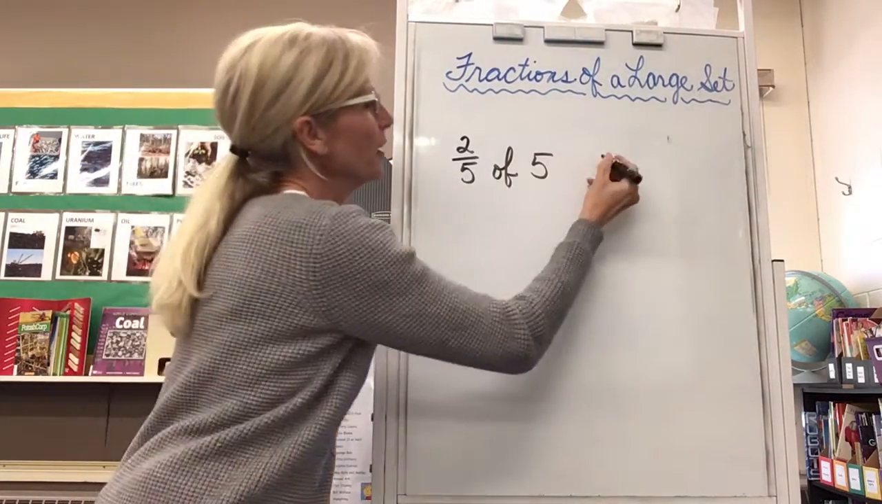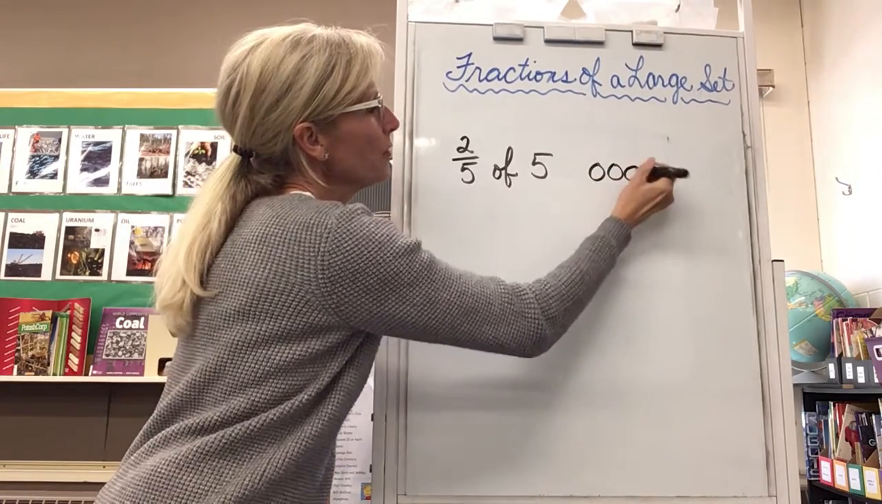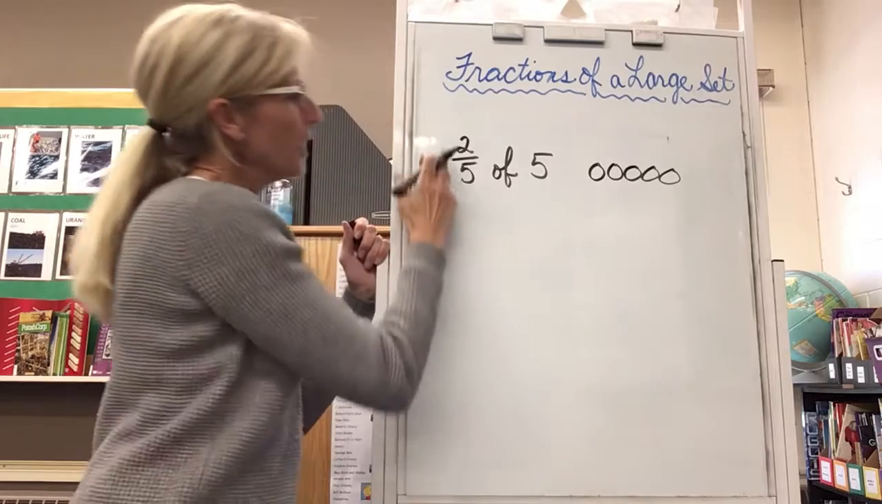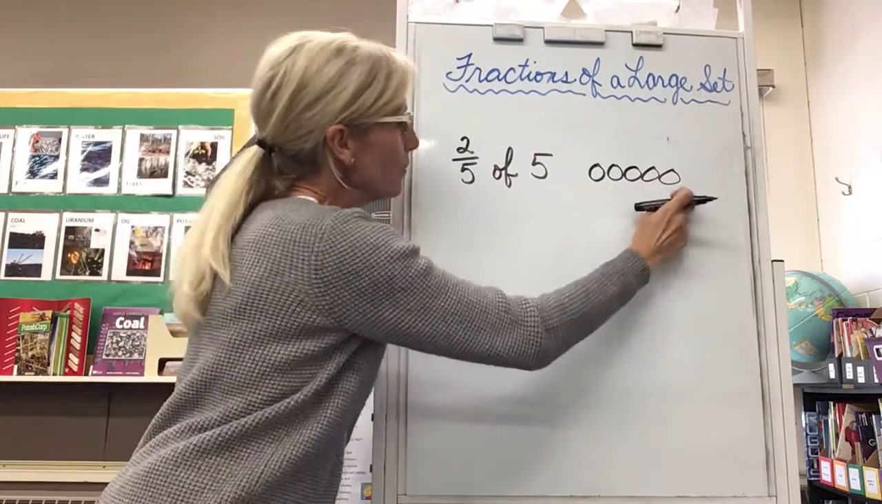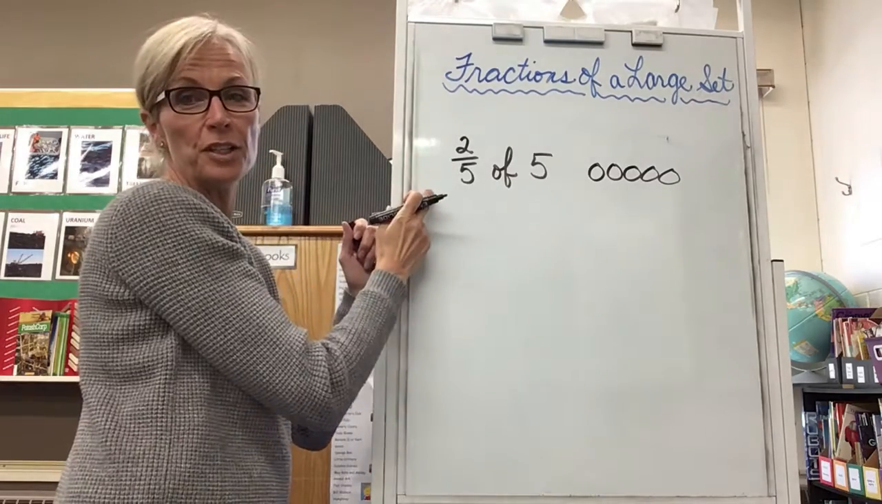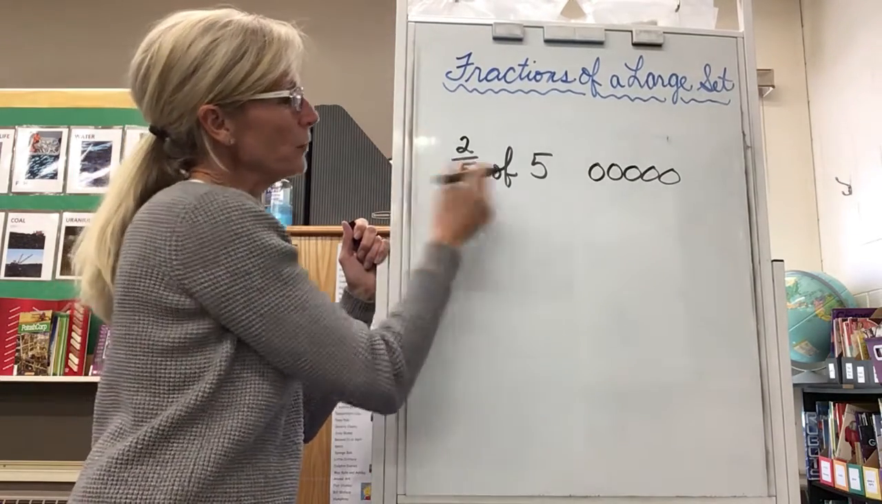So there are 5, let's say, cookies altogether. And 2/5 would be 2 out of the 5. And since you only have 5 cookies, it's very easy to figure out what 2/5 of 5 is. That would be 2 out of the 5.